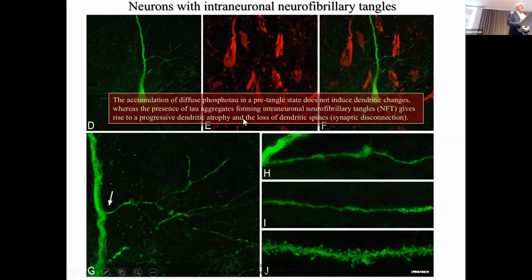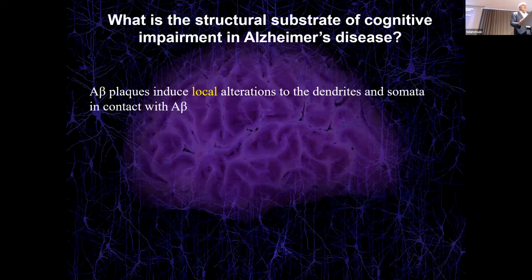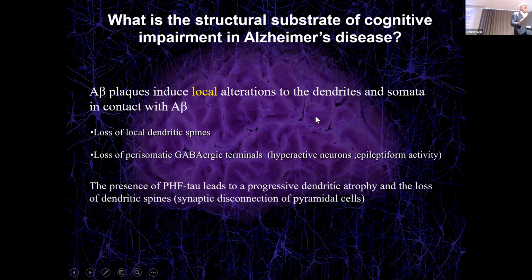So the accumulation of diffuse phosphotau in a pretangle state doesn't change the number of spines, but when you have a tangle state, the neurons start to atrophy and lose spines. Beta amyloid plaques induce local alterations in somata in contact with beta amyloid, and this induces a loss of local dendritic spines and loss of perisomatic inhibitory terminals. This will give rise to hyperactive neurons and epileptiform activity, because every time the plaque touches the neuron, the cell body disappears locally.